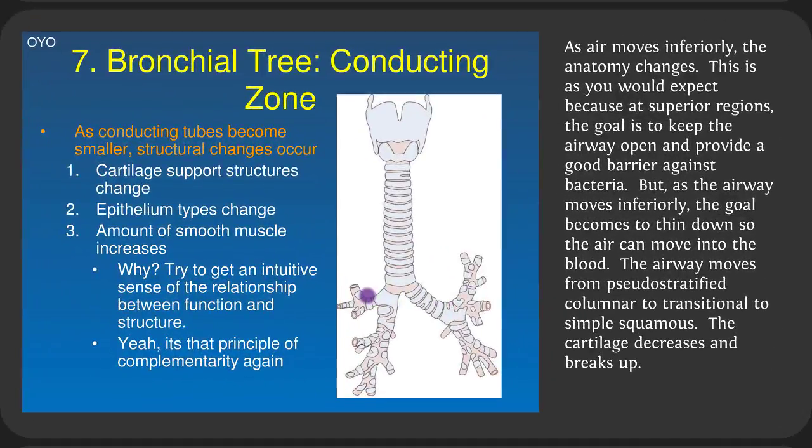From the bronchioles, you go into the terminal bronchioles. As air moves inferiorly, the anatomy changes. This is what you'd expect, because at the superior regions, the main goal is to keep the airway open and provide a good barrier against bacteria. But as the airway moves inferiorly, the goal becomes to thin down so the air can move into the blood. The airway moves from pseudostratified columnar to transitional to simple squamous, and the cartilage breaks up so that you have less cartilage blocking the ability of air to get into the alveoli.